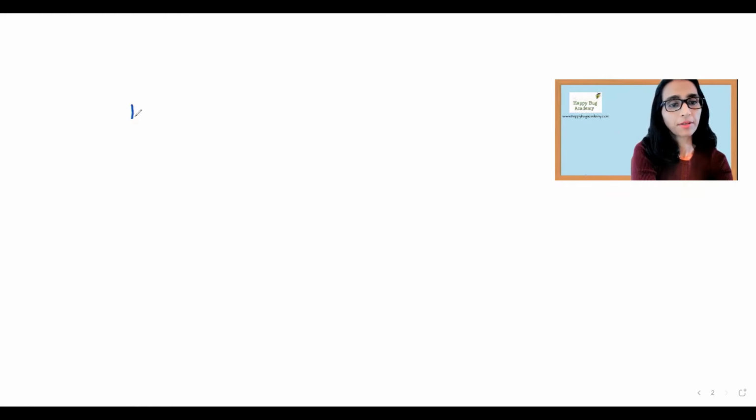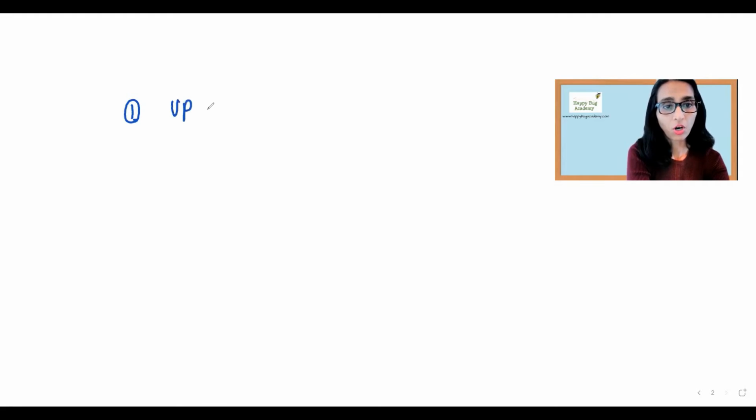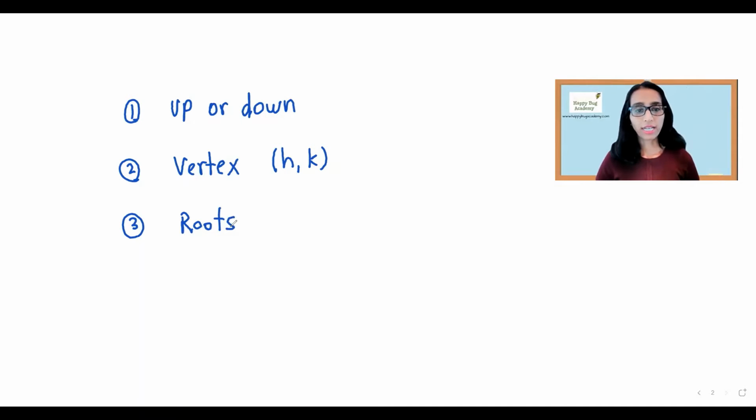There are 3 steps to graphing a quadratic equation. The first one is identify if it opens up or down. Second step is find the vertex, which is given by h and k. And the third step is find roots. And let's take a look at an example.